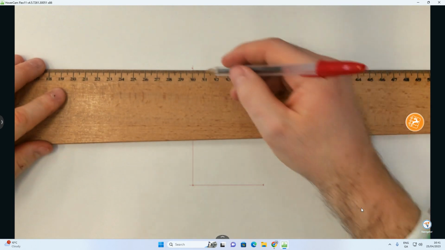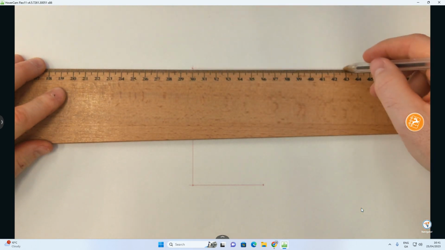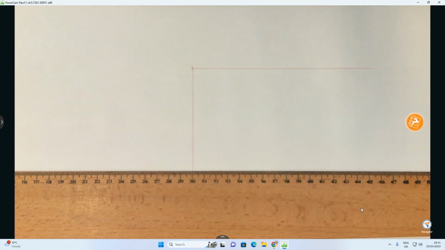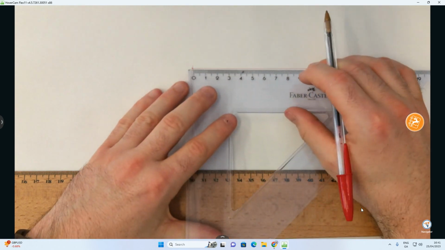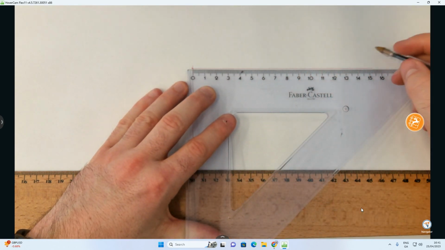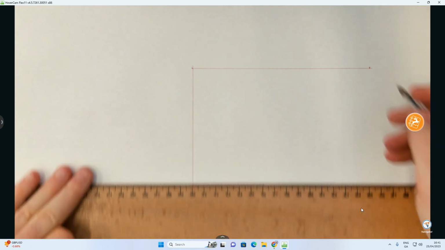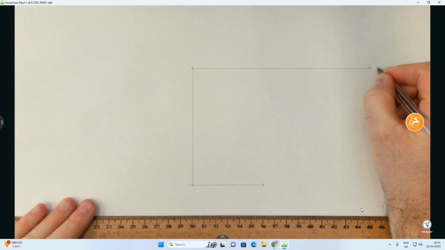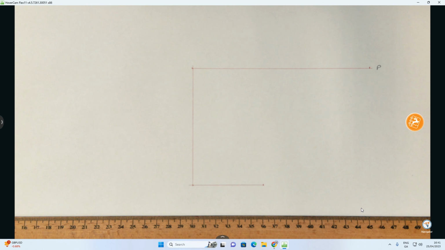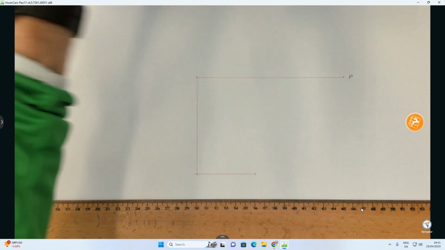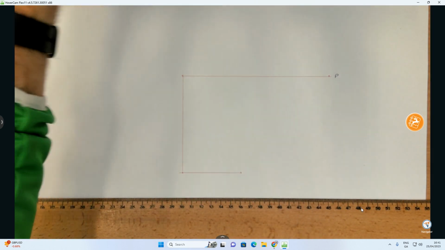So what I would then do, from this point, is do a construction line across. Now we'd measure 150 millimeters or 15 centimeters. And as I said, we're going to call that point P. Okay, so just zoom out there a little bit to focus that a little better on our screen.